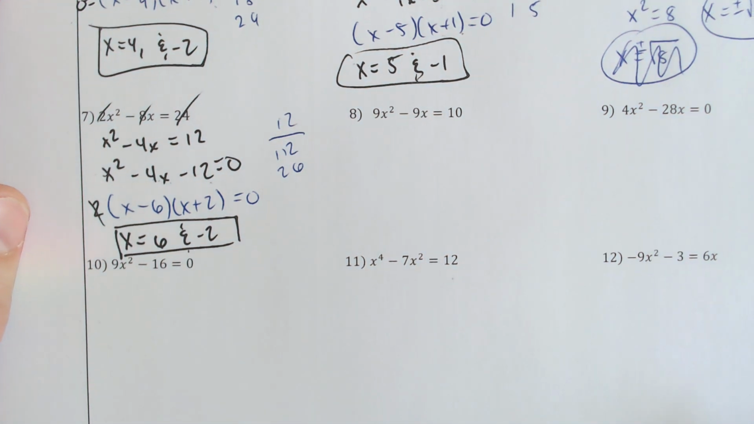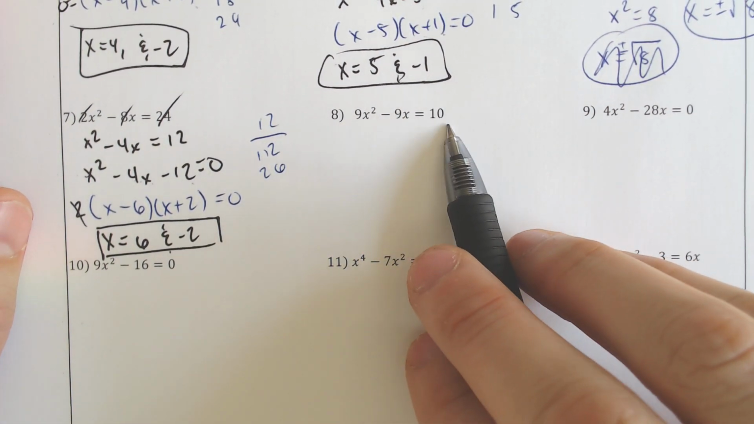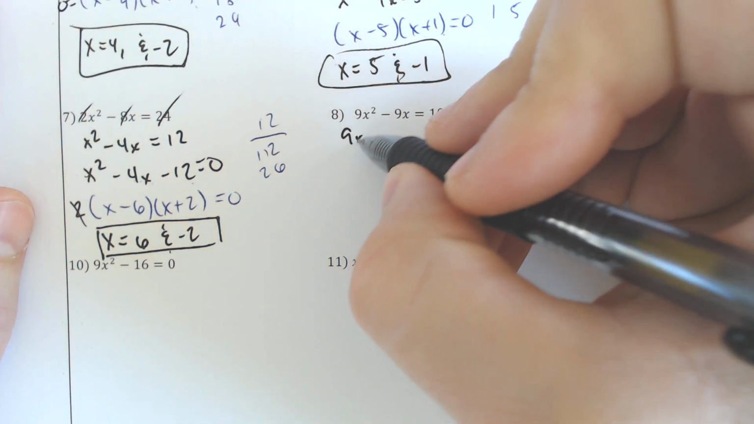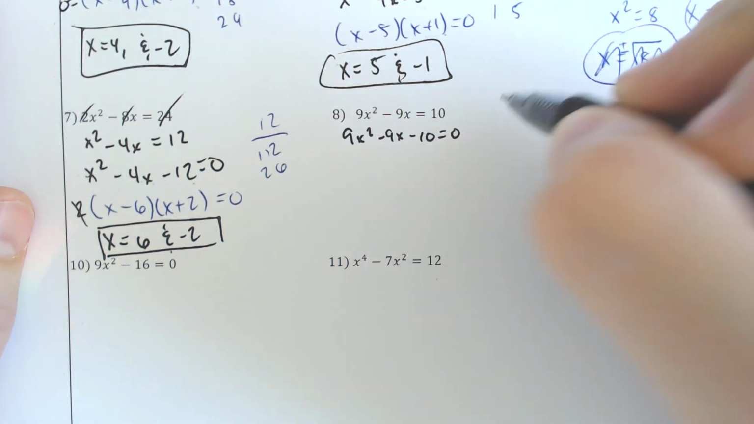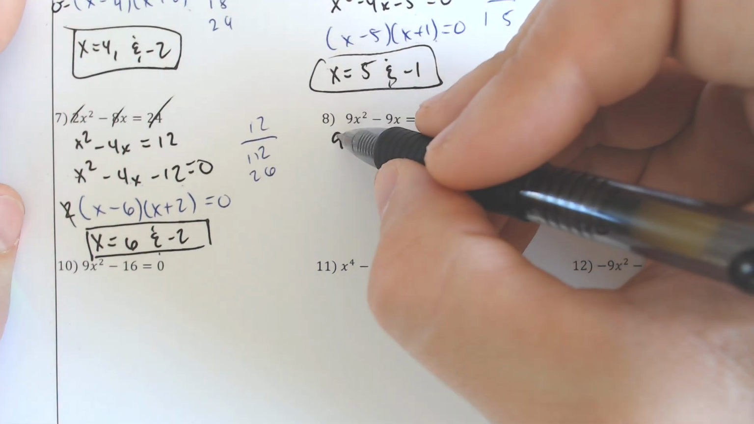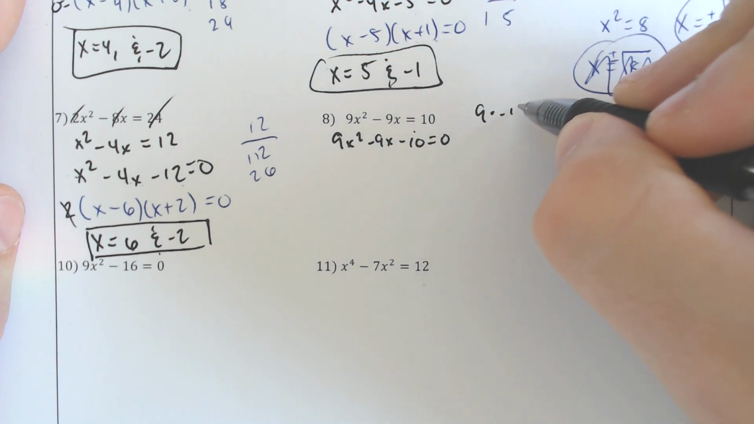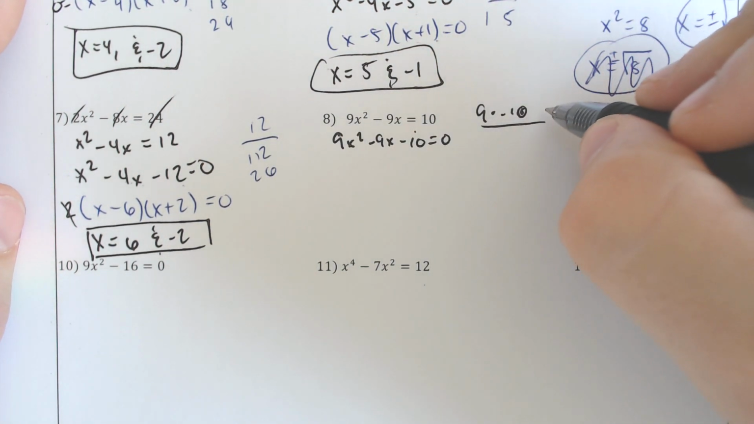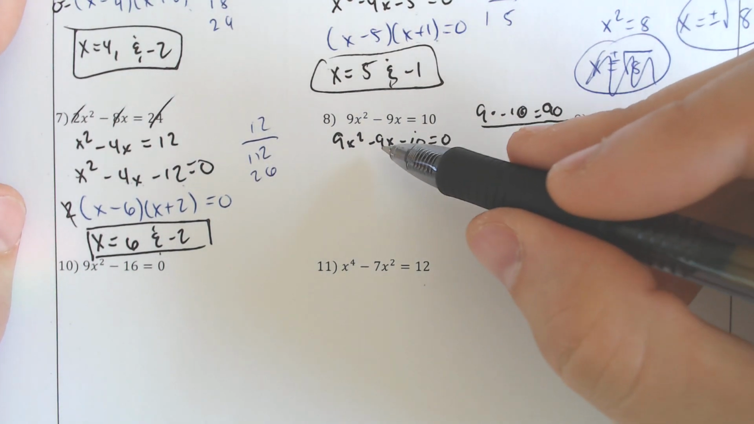All right. Next one. Here we have a 9x squared minus 9x equals 10. Let's set it equal to 0. That's going to be 9x squared minus 9x minus 10 equals 0. You can't divide everything by 9 or 3 or anything, so we actually have to multiply the 9 and the 10 together. These two, 9 times negative 10, to get 90. What multiplies to 90 but adds to negative 9?